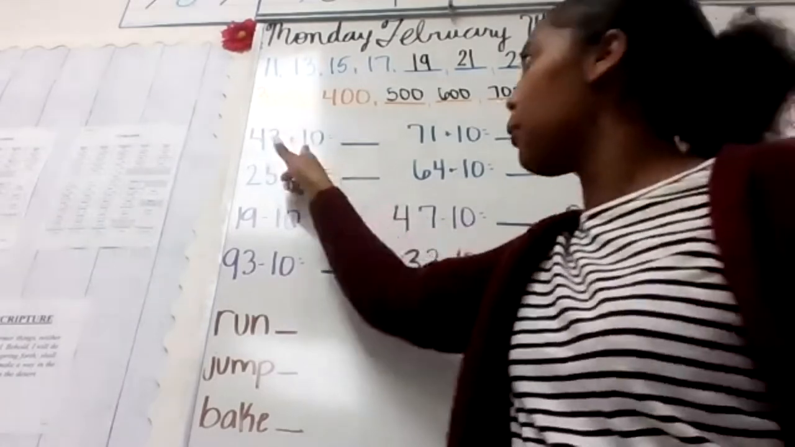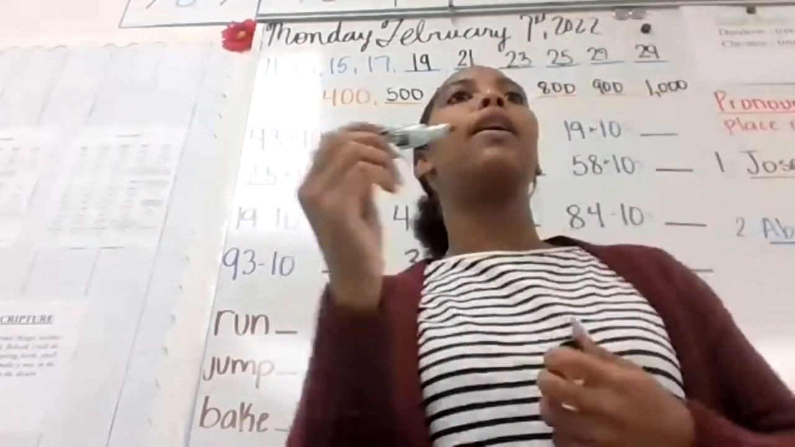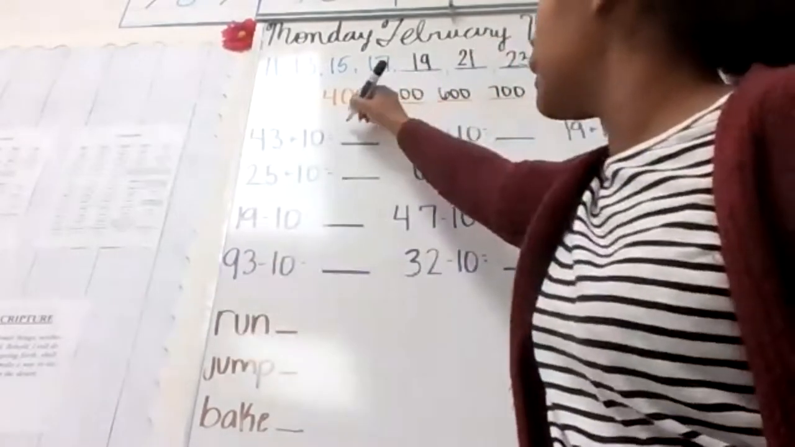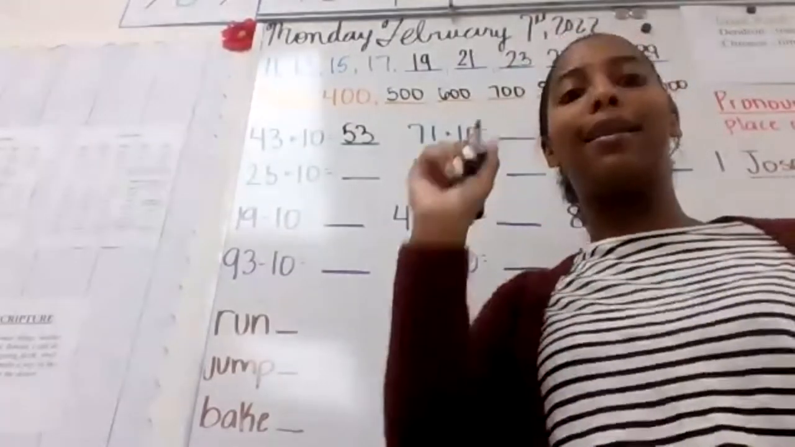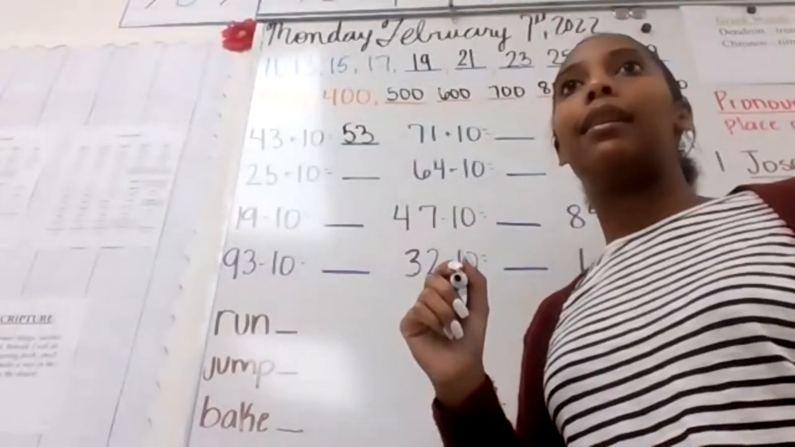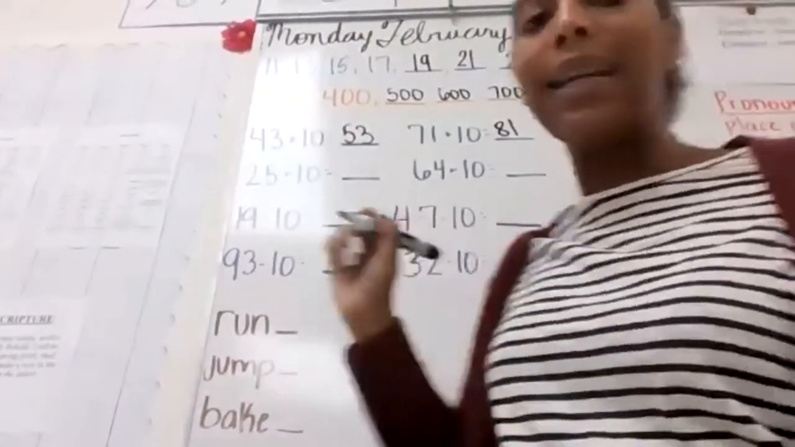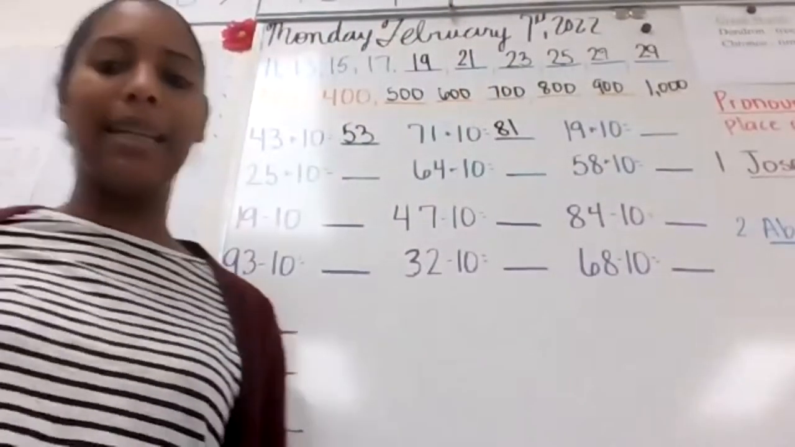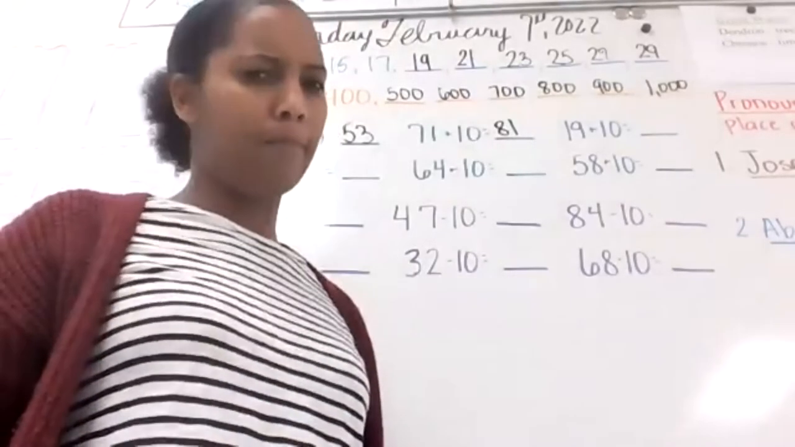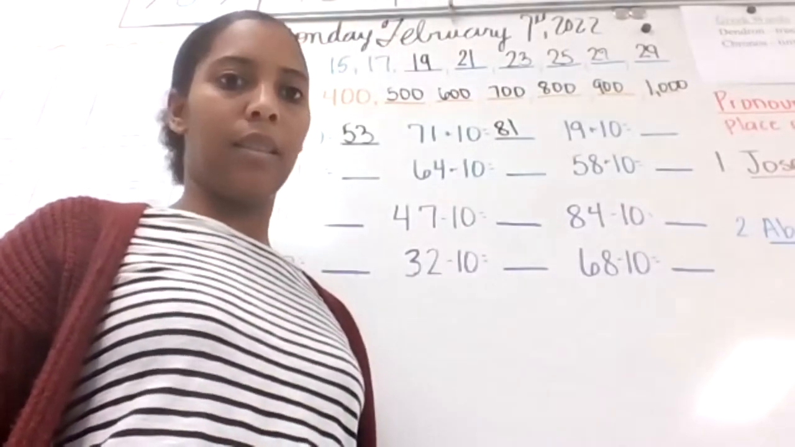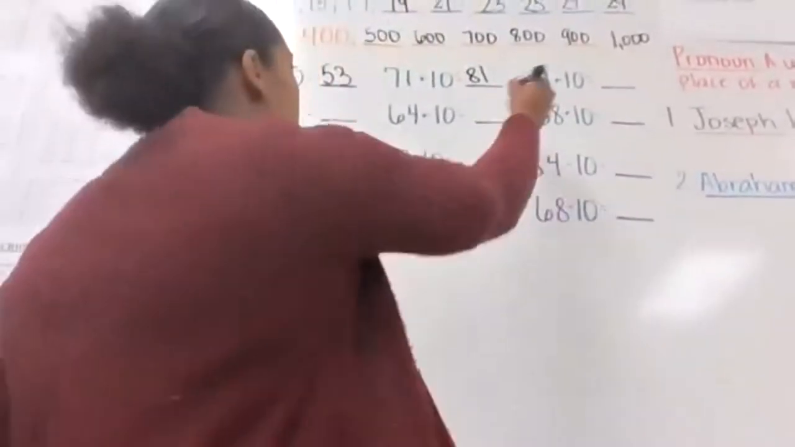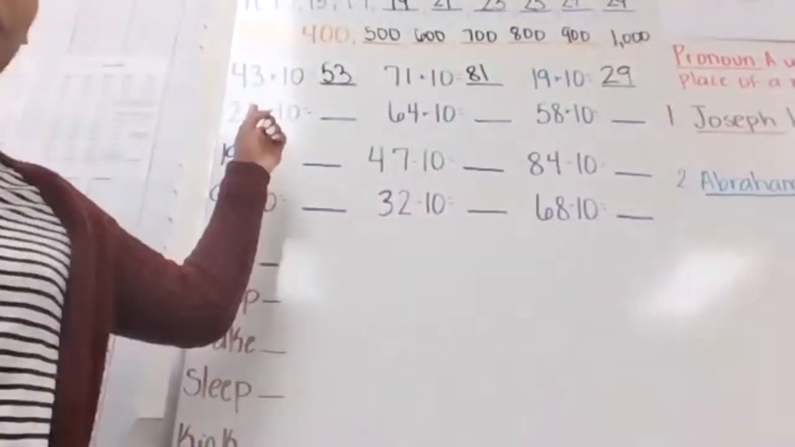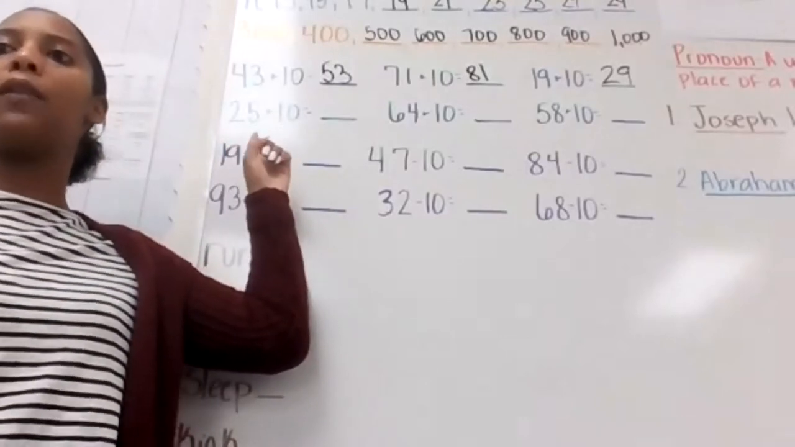All right, so I have 43 plus 10. What I'm asking is, what's 10 more than 43? 53. Next, I have 71 plus 10. What's 10 more than 71, or 71 plus 10? 81. Next, I have 19 plus 10. What's 10 more than 19, Dennis? Look at the chart if you need help. 29. Remember, guys, it's just like we're counting by tens with those numbers. We learned the rap.